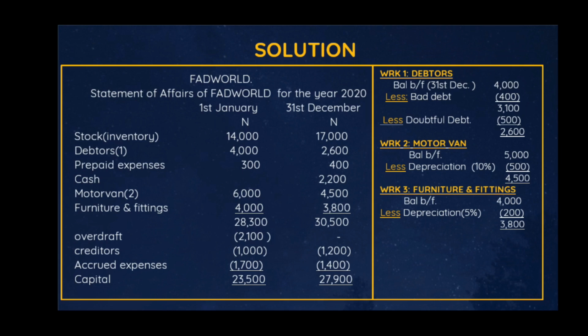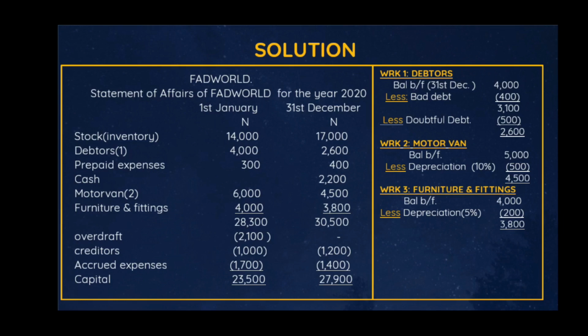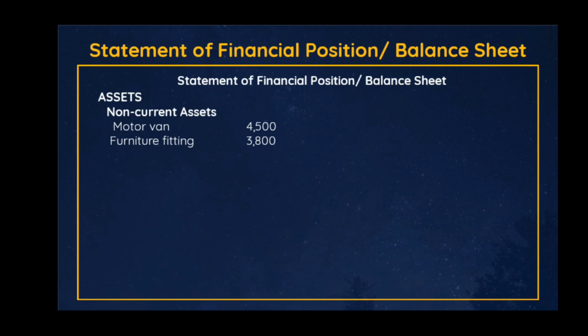When we are talking about non-current assets, we are talking about assets whose lifespan is over a year. So as we have it here, the non-current assets are motor van and furniture and fitting. Motor van, how much? 4,500 naira. Then the next one, furniture and fitting. How much is furniture and fitting? 3,800 naira. Remember that we are dealing with the closing balance. Those are the two non-current assets we have. If we add them together, it's going to give us 8,300 naira.